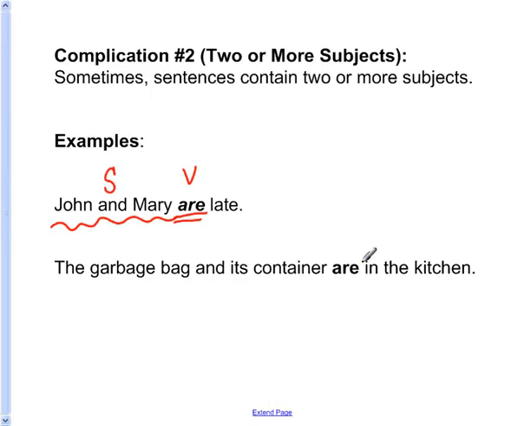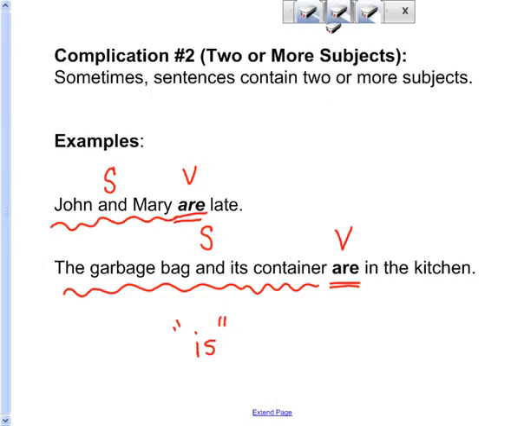The garbage bag and its container are in the kitchen. Same thing. The verb is are, and the subject of this sentence is garbage bag and container. It's a plural subject, so the verb form must agree with the plural subject, and the verb form that agrees with the plural subject is are, not is, because is is the form of the verb to be that agrees with the singular subject.